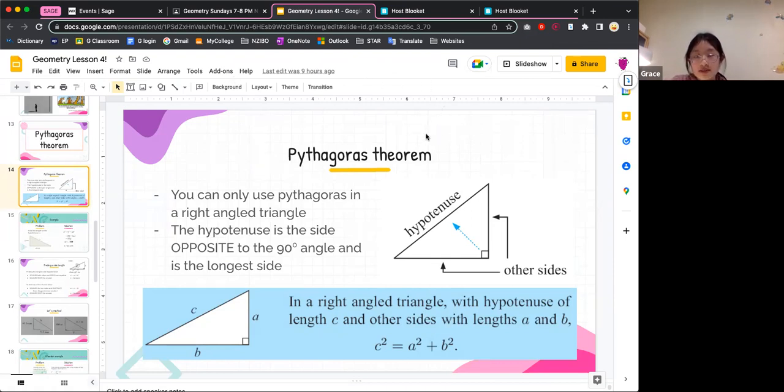So we've got C is the longest side. If you square it, it's equal to the other two sides squared and added together. So for example, you might have the hypotenuse is 5, this side is 4, this side is 3. If you work that out, 5 squared is 25, and it's equal to 3 squared, which is 9, plus 4 squared, which is 16. So both sides are equal to 25, right? That's an example of how it works for a right angled triangle.